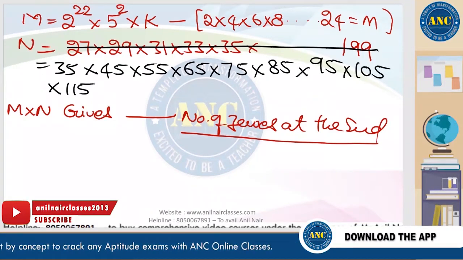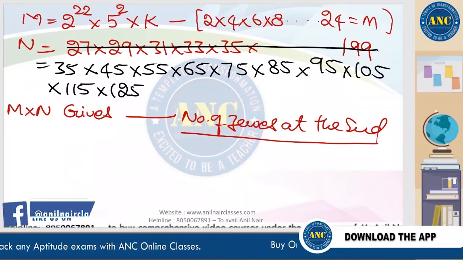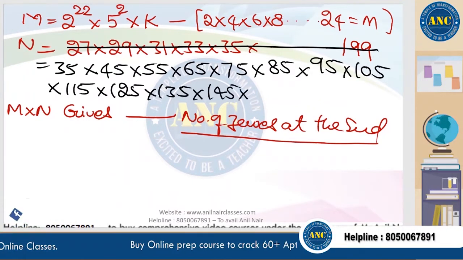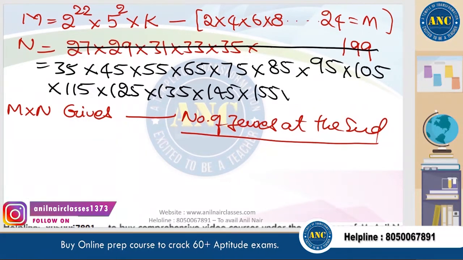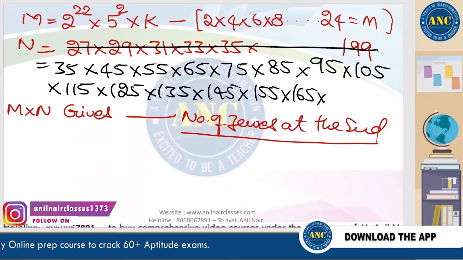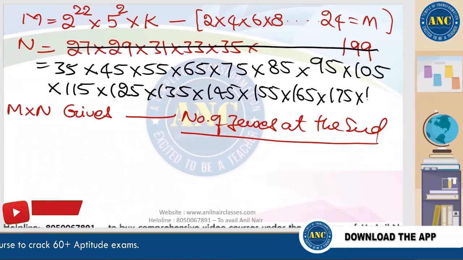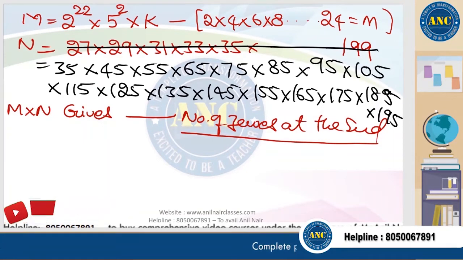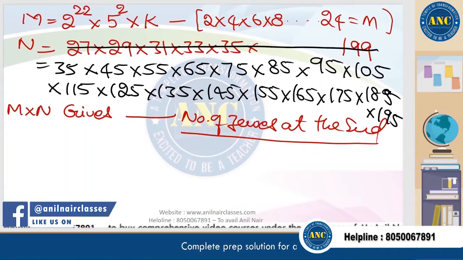Next 115, next 125, 135, 145, 155, 165, 175, 185, 195. Only these numbers I will take. Powers of 2 anyway are not there.